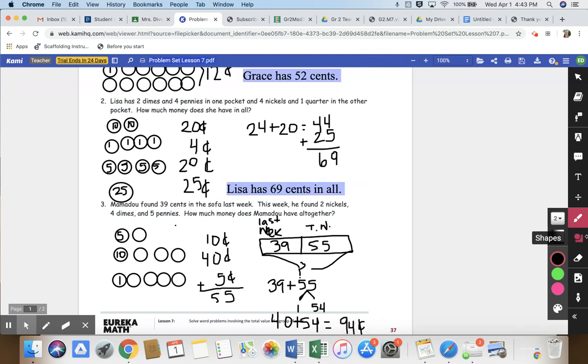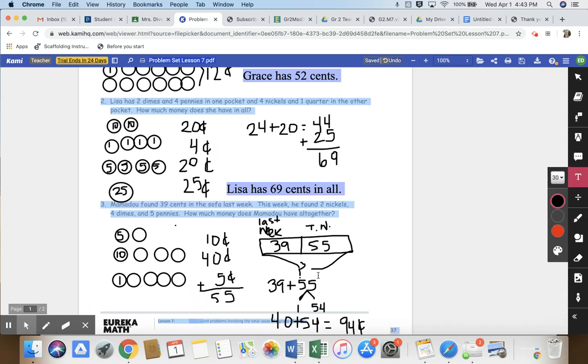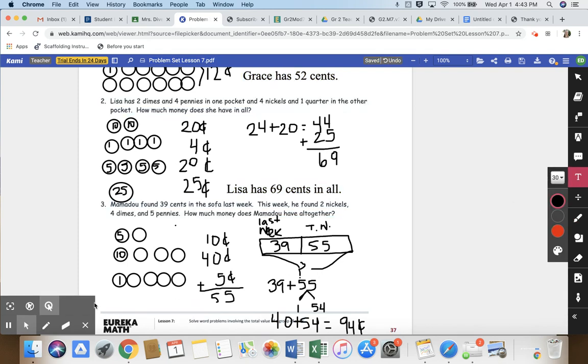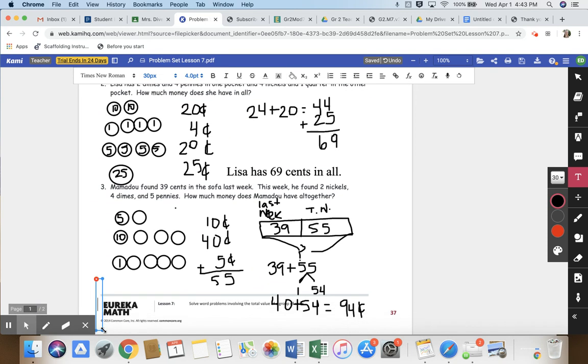Okay, and then if I want to, are we done? We're not done. We need to answer this question with the sentence, and we will try to fit it in right here. And we will say that Mamadou has 94 cents in all.